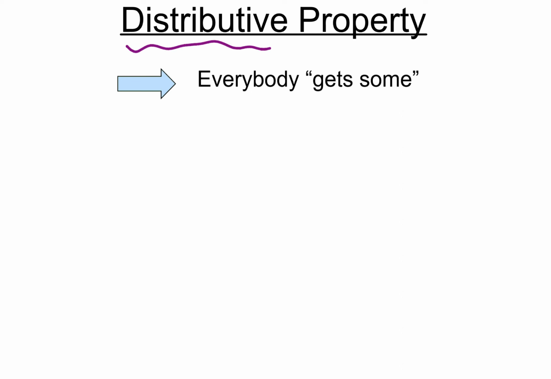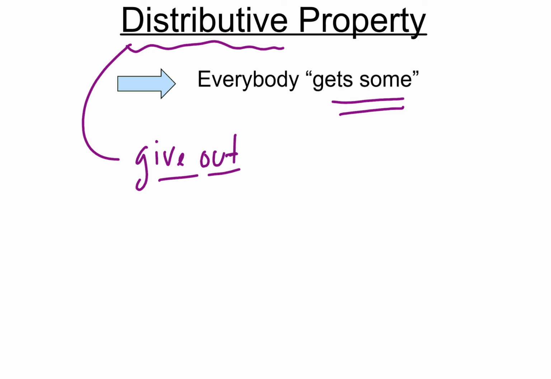When we talk about the distributive property, we're basically talking about how everybody gets something. You can think about distributive just kind of like the words giving out. It's like Christmas. Everybody gets something. Everybody gets a present. We distribute presents like Christmas. So we want to think about the distributive property in that way.